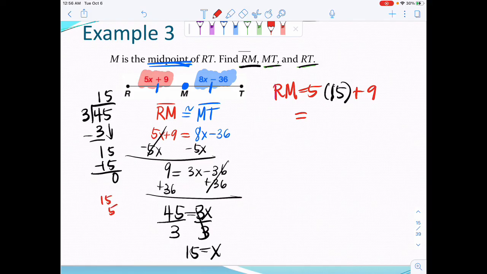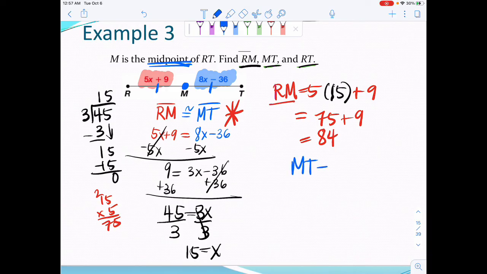And I don't know what 15 times 5 is, so I'm going to do that on the side. 15 times 5. 5 times 5 is 25. 5 times 1 is 5, plus 2 is 7, so that's 75. So 75 plus 9, and I believe that's 84. Now, remember, we started off first with a congruent statement. And so if I know what RM is equal to, technically, I know what MT is equal to, because they're congruent to each other. So MT is also equal to 84.